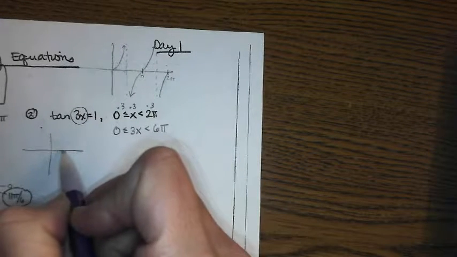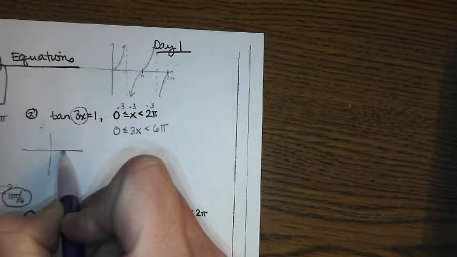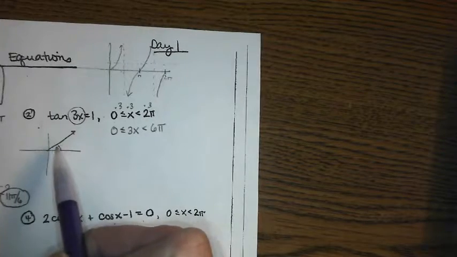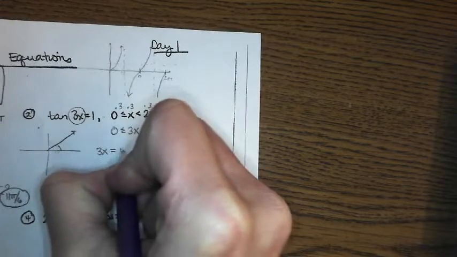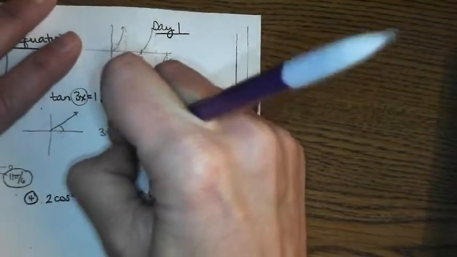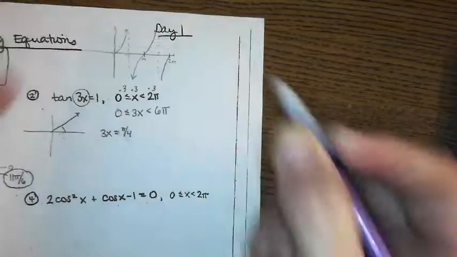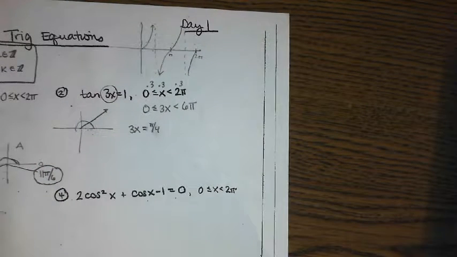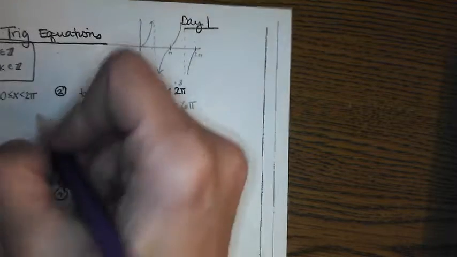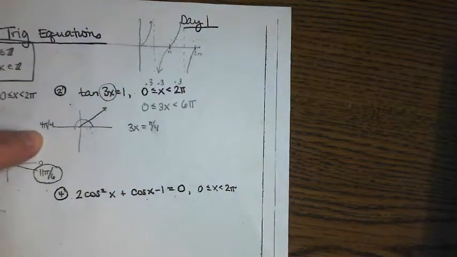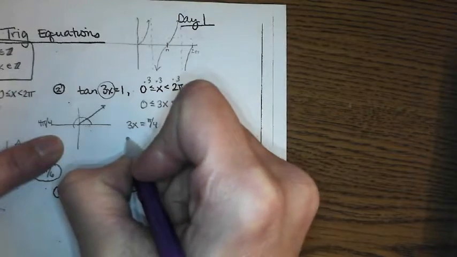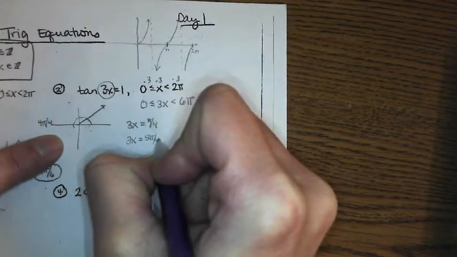So starting around our first, do we have anything in the first quadrant? Yes. What's the reference angle? Pi over 4. So 3x could equal pi over 4. Do we have anything in the second quadrant? No. Third quadrant? Yes, because tangent is positive 1 somewhere in the third quadrant. What's the angle? I'm going to label this 4 pi over 4. So my third quadrant angle is 5 pi over 4, so 3x could also equal 5 pi over 4.